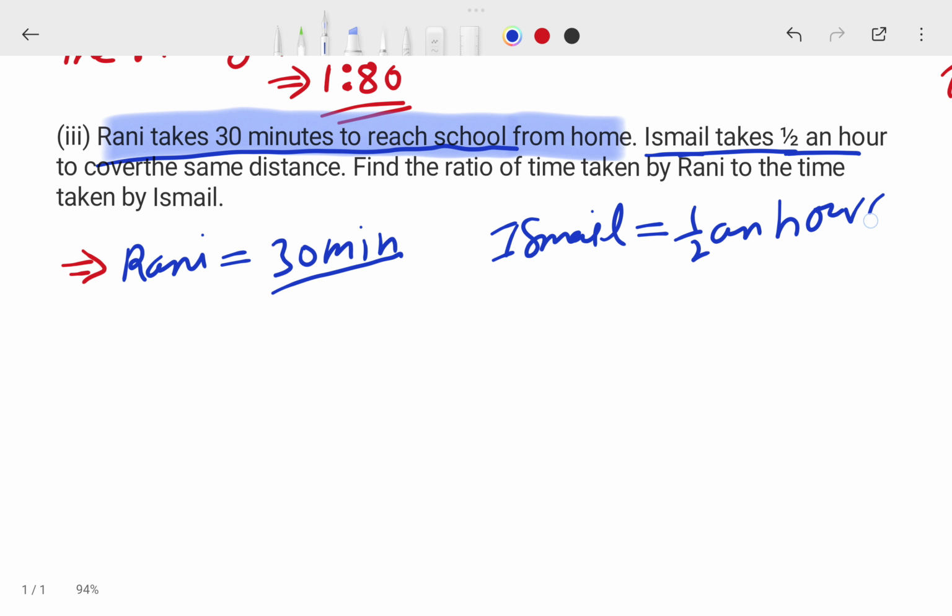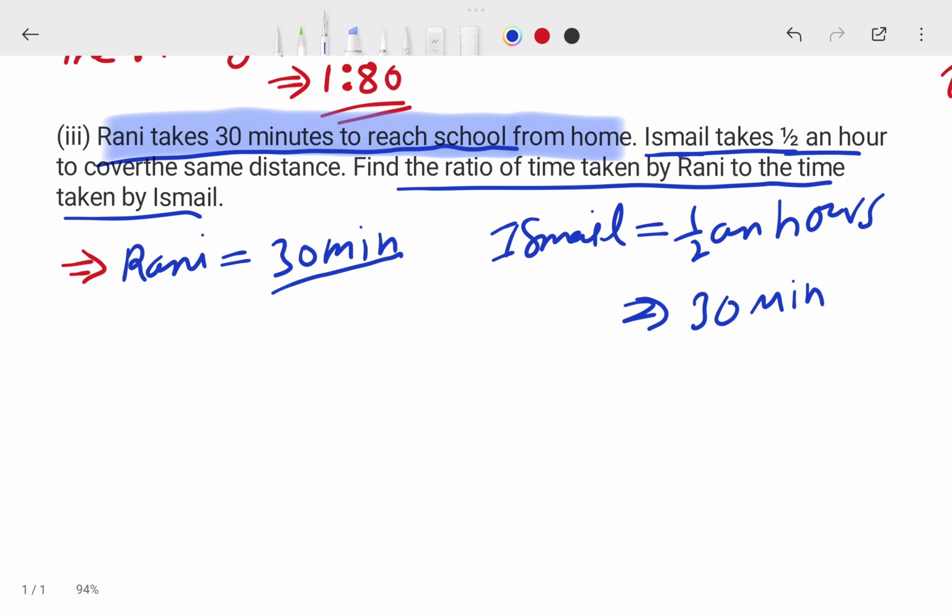Okay, now half an hour means 30 minutes only. Remember, half an hour means 30 minutes only. Okay, generally half an hour means 30 minutes only, remember. So we have to find the ratio of the time of Rani to the time of Ismaili. We have to find the ratio. Whose ratio? Rani and Ismaili.